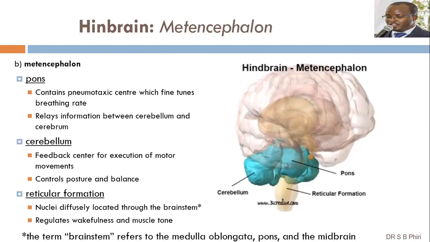Then we also have the reticular formation, which is part of the metencephalon. So the reticular formation contains nuclei that are located throughout the brainstem. So within the brainstem, we have these nuclei. For instance, the nucleus of tractus solitarius is also part of it. So you have these nuclei located throughout the brainstem, which form the reticular formation. That can activate the cerebral cortex. That can activate your consciousness for you to be awake. So it's going to regulate wakefulness and also muscle tone. When talking about muscle tone, it's also controlled by the reticular formation. So like I said, the brainstem refers to the medulla oblongata, pons, and the midbrain.